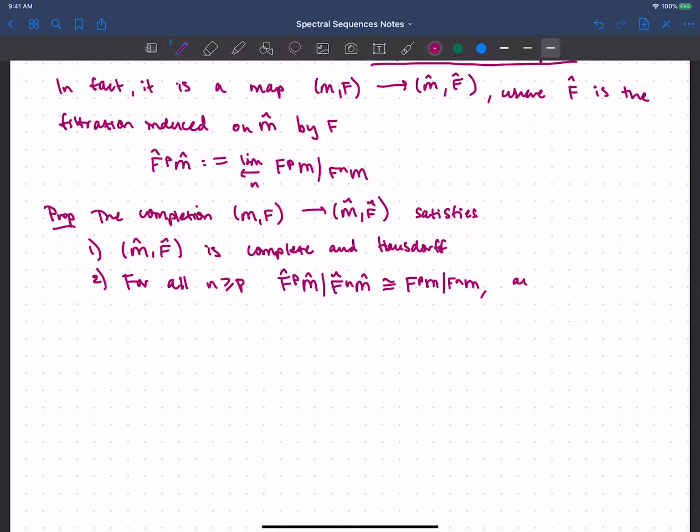This completion does not change filtration quotients at all. And then the last thing that I want to point out is that f hat is exhaustive precisely when f is.